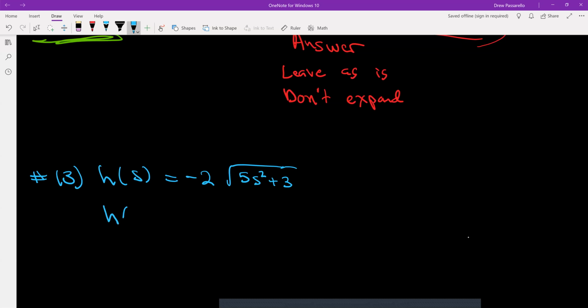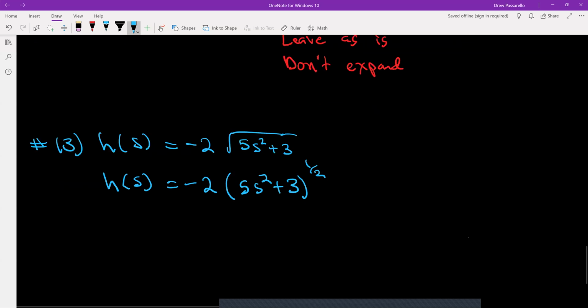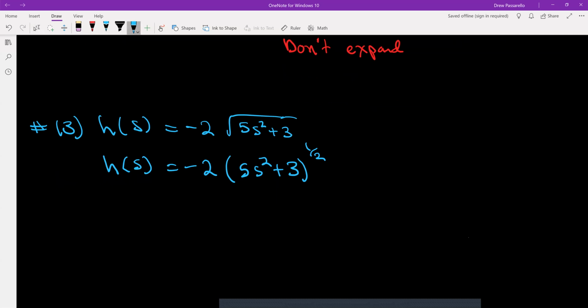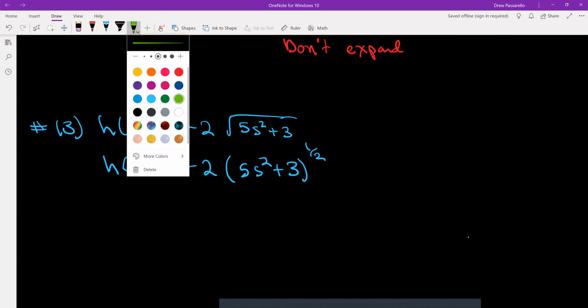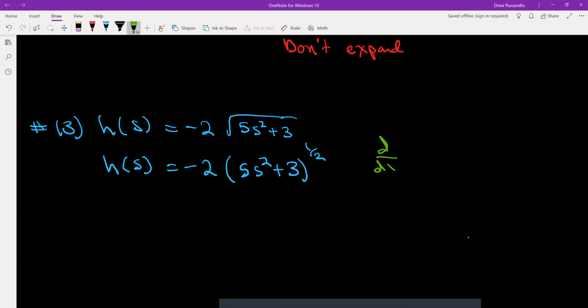So I'm going to first rewrite it so it's raised to the 1/2 power, so that way I can apply the general power rule. The negative 2, I'm going to sort of ignore that and focus on finding the derivative of the 5s squared plus 3 raised to the 1/2.